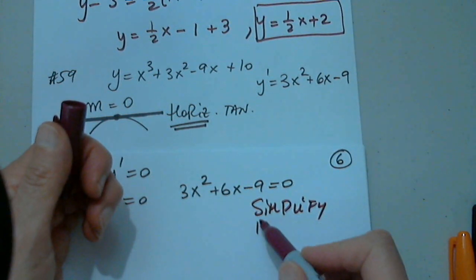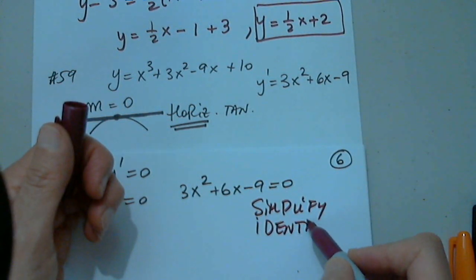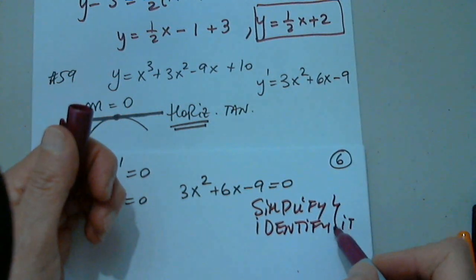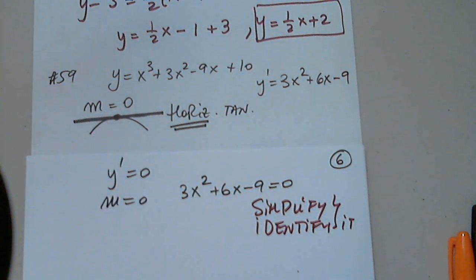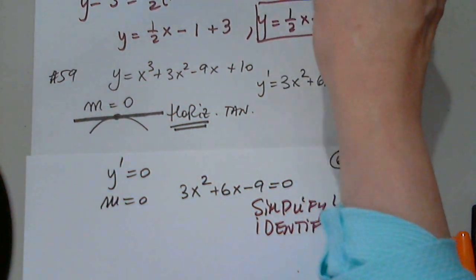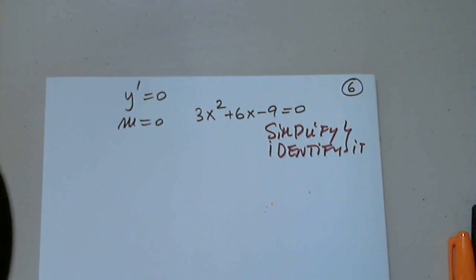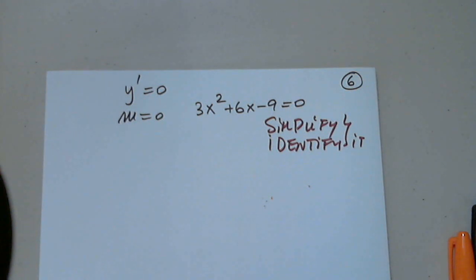I have to identify what it is, identify it, and then simplify it. Always. I don't just go ahead and find the solutions. No. I simplify it. Is there a way of simplifying this equation? We simplify it.